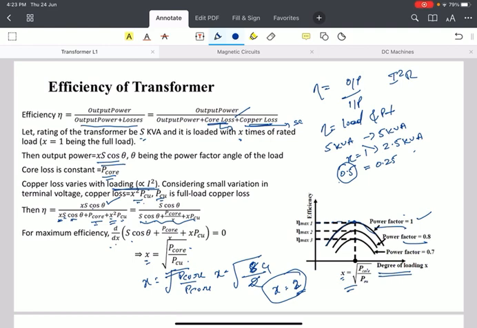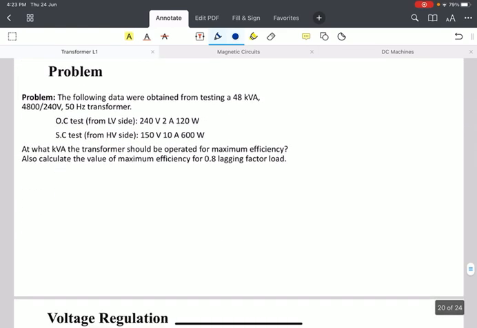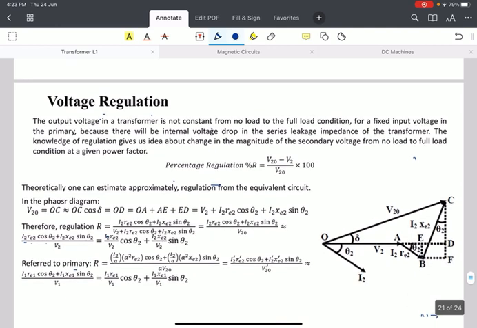It basically depends on power factor. It also depends on transformer loading and the square root of core loss divided by copper loss. This is how we obtain the efficiency of a transformer. So let us move forward to voltage regulation.